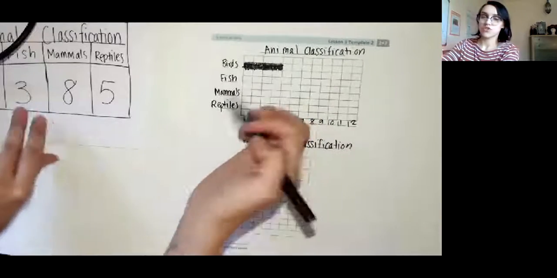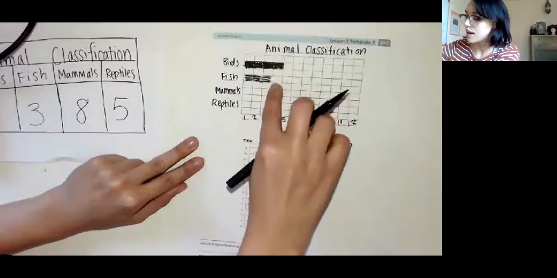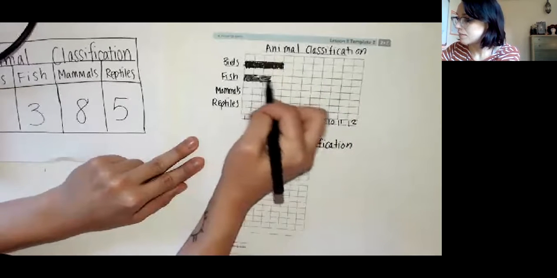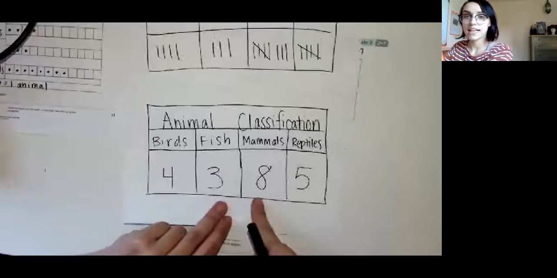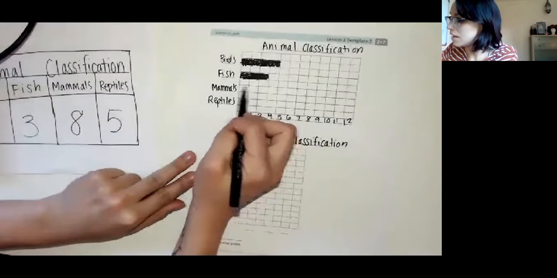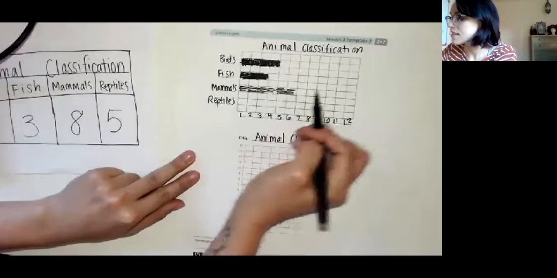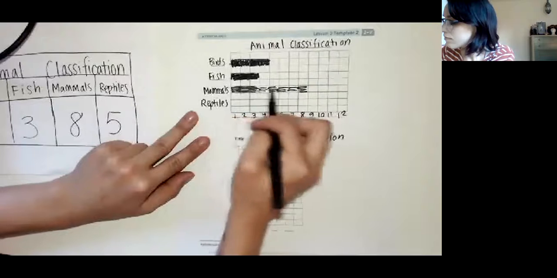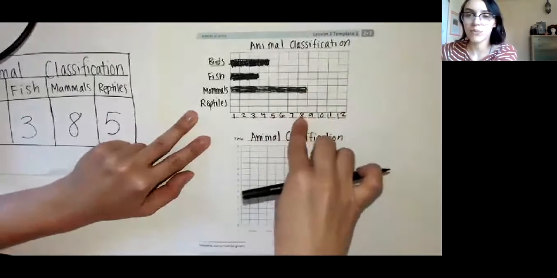Fish, we had 3. So we're gonna go 1, 2, 3. Drag down. It matches up with the number 3 at the bottom, okay? Mammals, we had 8. So we're gonna color in 1, 2, 3, 4, 5, 6, 7, 8. And if we go down with our finger, we see it lines up right with the number 8.